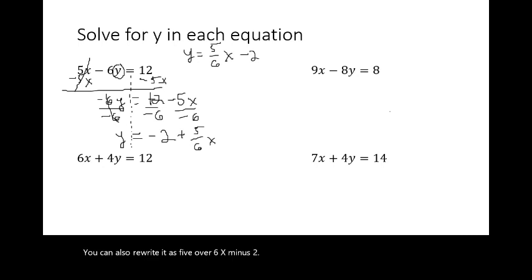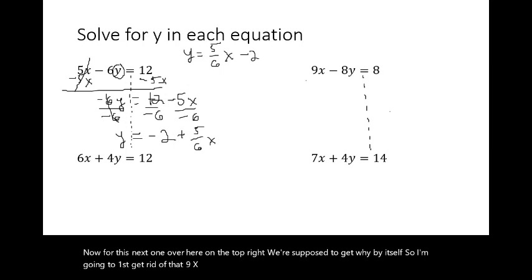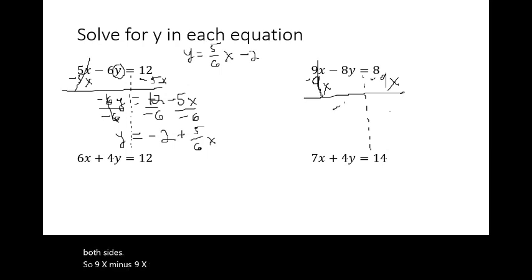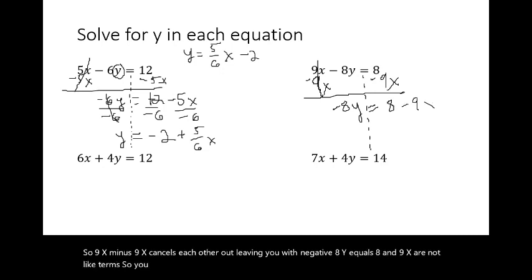Now for this next one over here on the top right, we're supposed to get y by itself. So I'm going to first get rid of that 9x, and since it is currently positive, I'm going to subtract 9x from both sides. So 9x minus 9x cancels each other out, leaving you with negative 8y equals 8, and 9x are not like terms, so you cannot combine them. So I'm just going to leave this as 8 minus 9x.